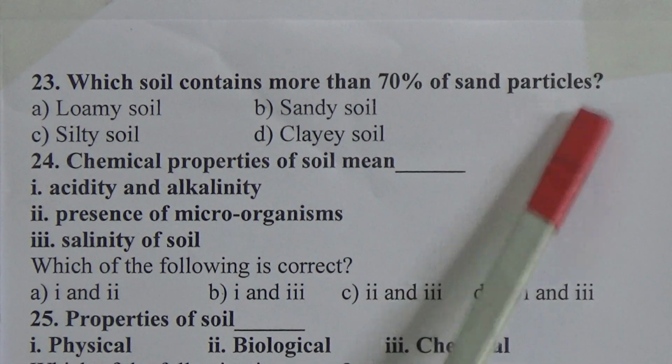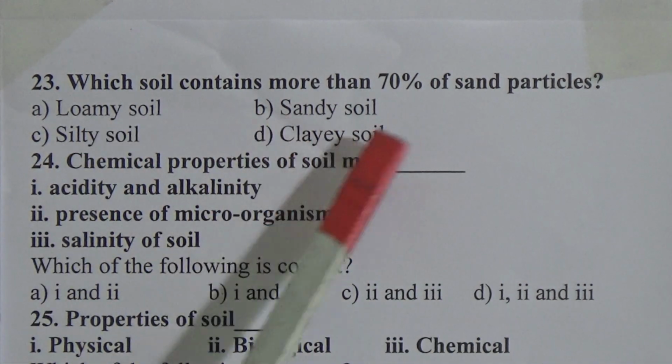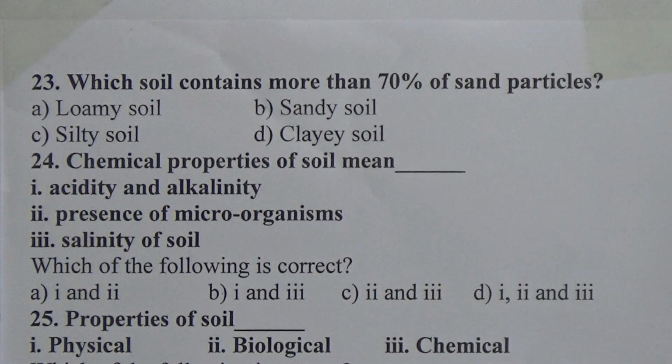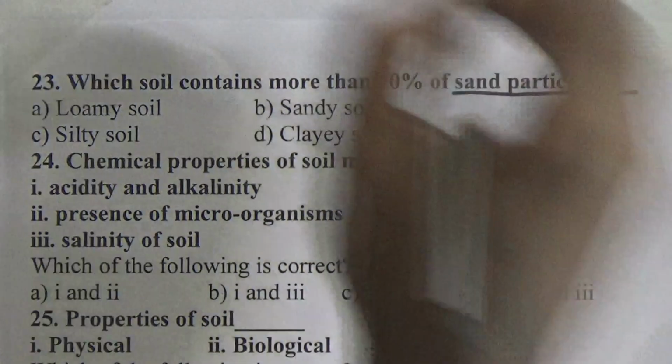Now we will go to next page. This is our last page. Which soil contains more than 70% of sand particles? A. Loamy soil, B. Sandy soil, C. silty soil and D. clay soil. So look here, the soil that contains more than 70% sand particles, it is sandy soil.